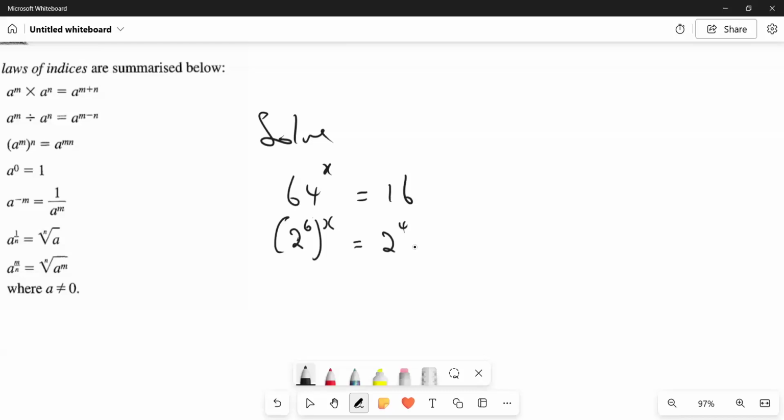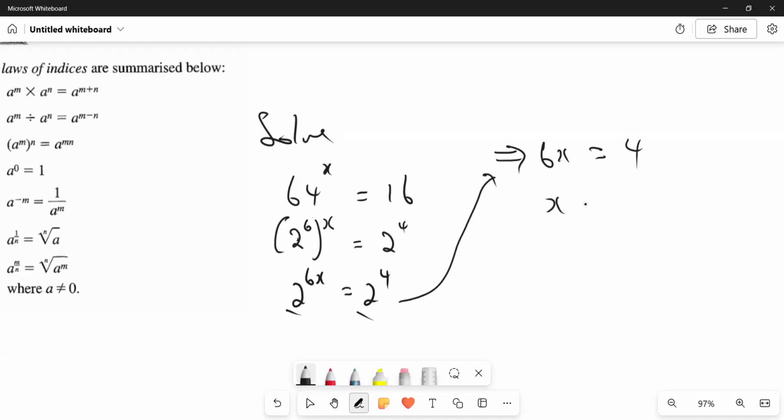See if that's right. So this can be simplified to be 2 to the 6x equal to 2 to the 4th power, right? If the base is the same, then the power's got to be the same. Then 6x, right? So this implies that 6x equals 4. X then is equal to 4 over 6, which is 2/3.